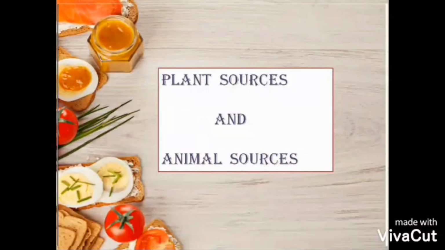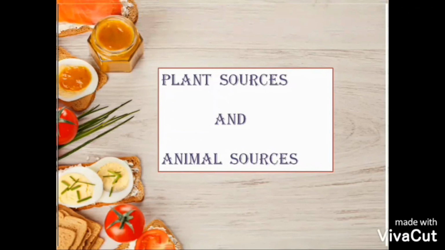So we can conclude that things which we get from the plants are called plant as a resource. Things which we get from the animals are called animal as a resource. So there are two types of resources of food, animals and plants. To make it clear, let's see some examples of this.